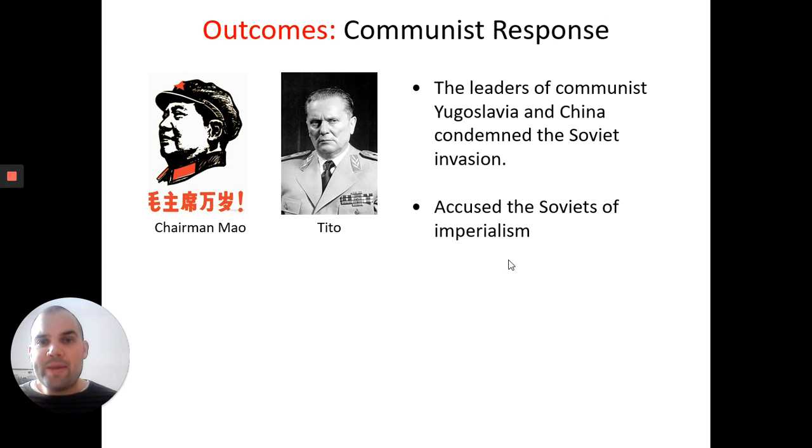Okay. The bigger response to the invasion of Czechoslovakia by the Soviet Union actually comes from the communist world. Okay. Now, the first thing is that the two most important leaders of communist countries outside of the Soviet Union's sphere of influence, the leader of China, Chairman Mao, and General Tito, the leader of Yugoslavia, strongly condemned the Soviet invasion of Czechoslovakia, and they accused the Soviets of imperialism, okay, so of treating the Eastern Satellite States as their colonies, essentially. So they very strongly condemned the invasion.